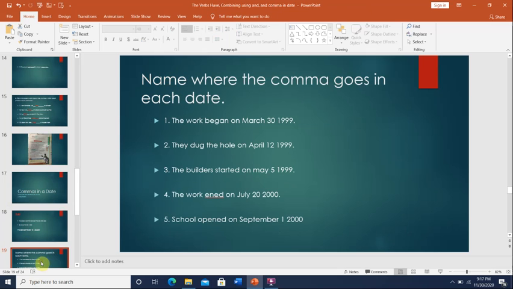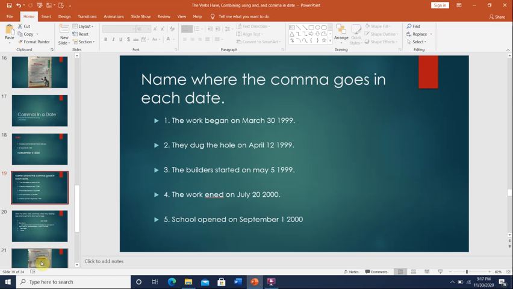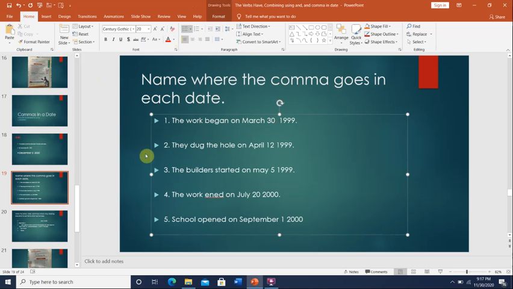Let's go to page 154 and see where we will put the date. So if I give you a sentence and it says write the comma on the date correctly. Okay, it says the work began on March 30th, 1999. Where do we put it? Okay, I go between the day and the year and I put a comma. They dug the hole on April 12th, 1999. I go between the day and the year and I put a comma.